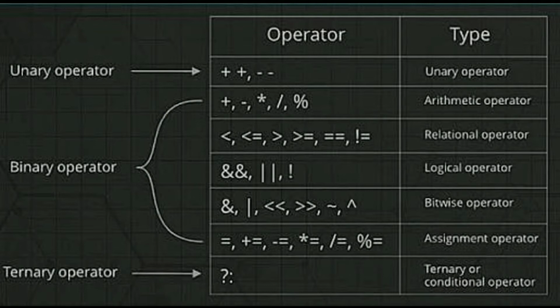Operators are classified into three main types: unary operator, binary operator, and ternary operator. In unary operator, I will be performing the operation only on a single operand. In binary, there will be two operands. In ternary, there will be three operands. Binary operators are further classified into five types: arithmetic, relational, logical, bitwise, and assignment.